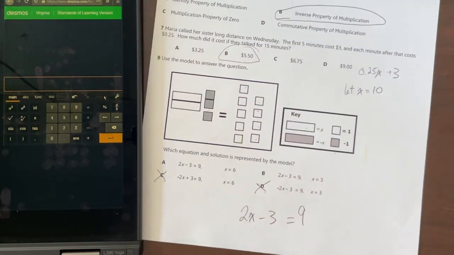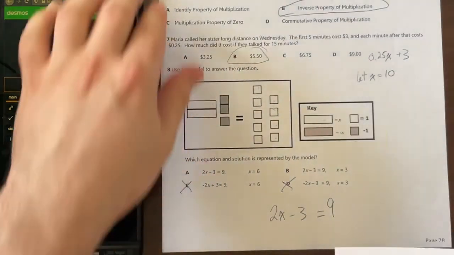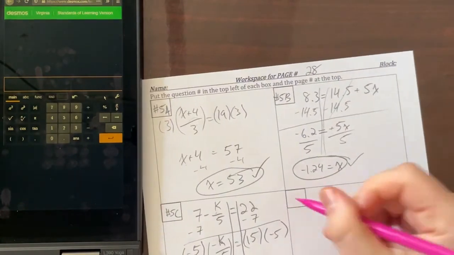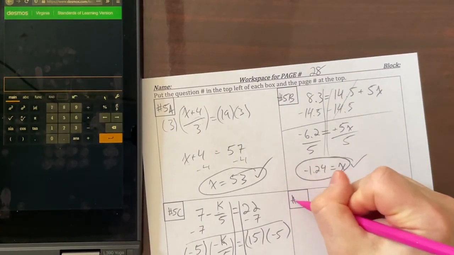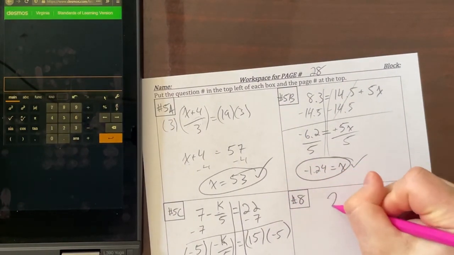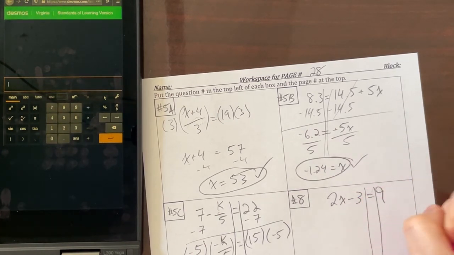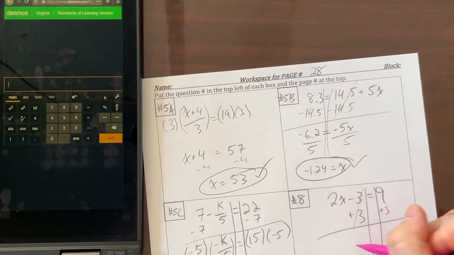Let me do this on the side here, if it will let me. So this is number 8. I had 2x minus 3 equals 9. Two-step equation, get the x by itself. Inverse operations, I have 2x equals 12. Always divide by the coefficient. So I have x equals 6.